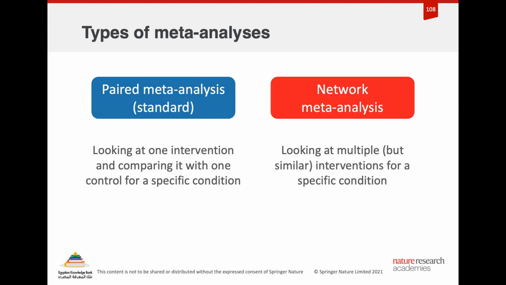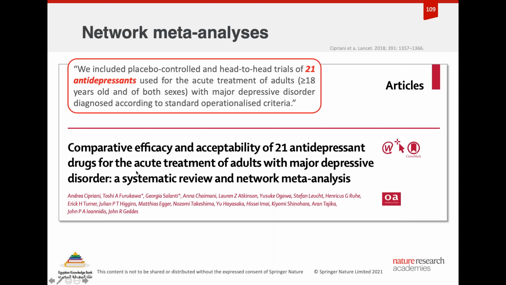We can also do a network meta-analysis, which is a lot more complicated, especially statistically, where you're going to look at multiple but similar interventions for the same condition. Let me show you an example of what I mean by a network meta-analysis. So here's a paper published recently in The Lancet, looking at comparative efficacy and acceptability of 21 antidepressant drugs for acute treatment of adults with major depressive disorder.